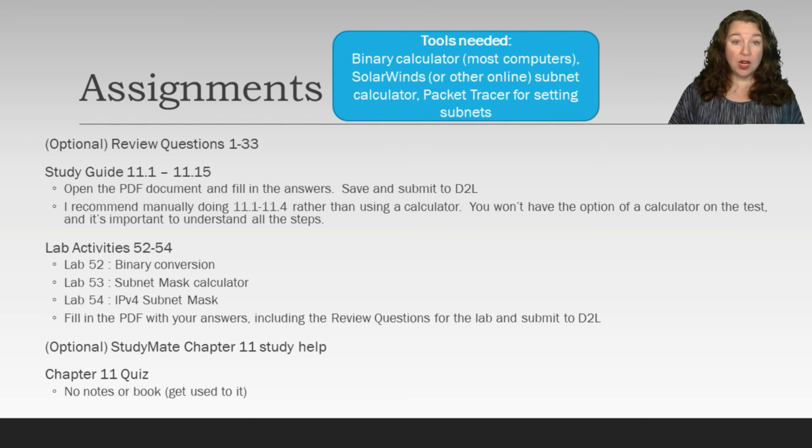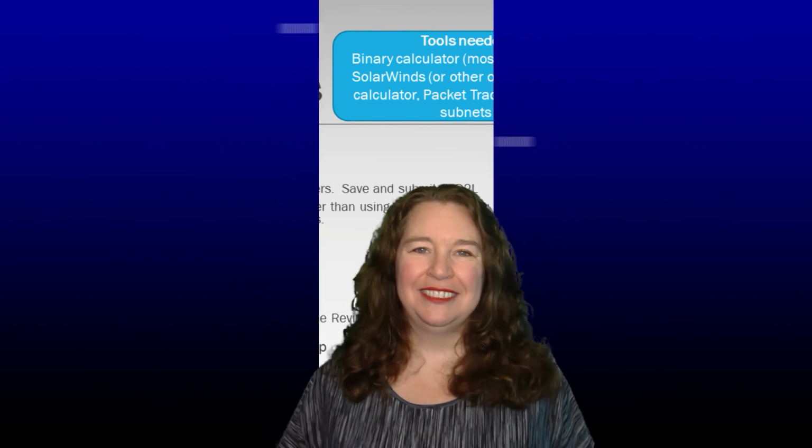Lab 54 is checking IPv4 subnets to build subnets. I actually recommend Packet Tracer for this, even if you have the ability to do this on your home computer. Packet Tracer will get you comfortable with the simulated environment to be able to build your subnets and do subnet masking. So that's labs 52, 53, and 54. Make sure you fill out the review questions and submit. StudyMate's available if you need it, and don't forget to take the quiz.